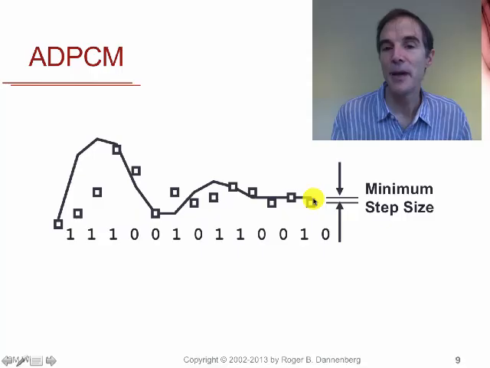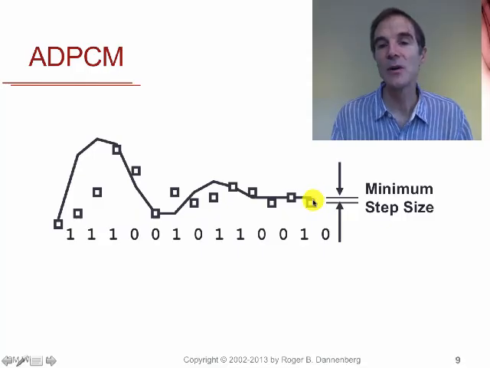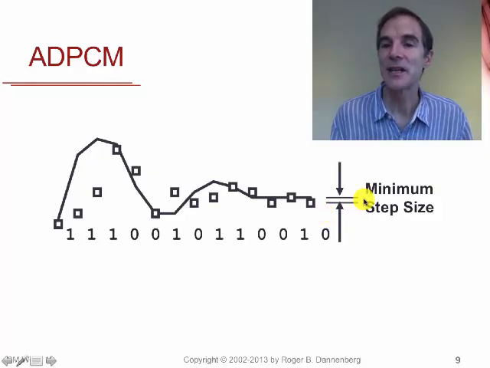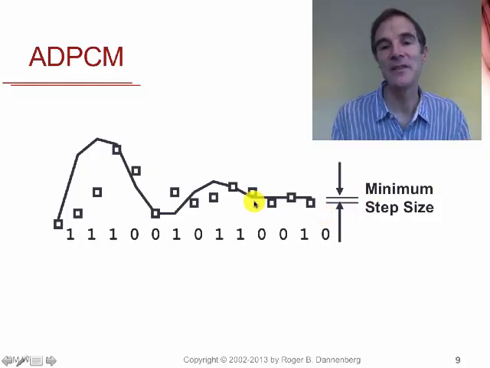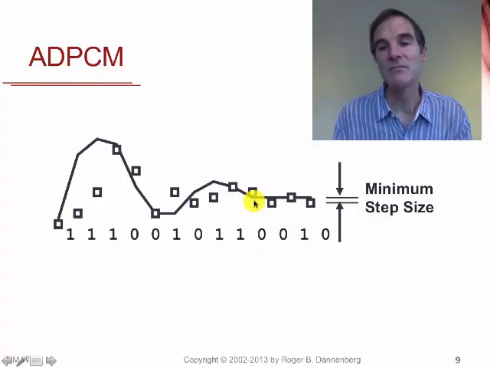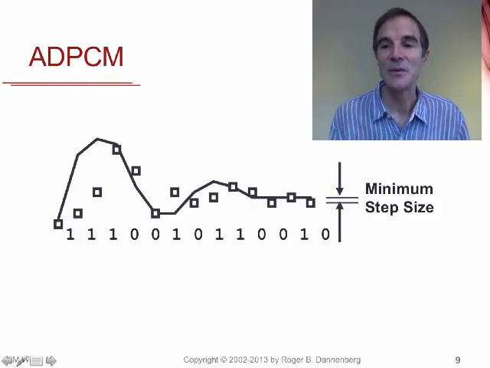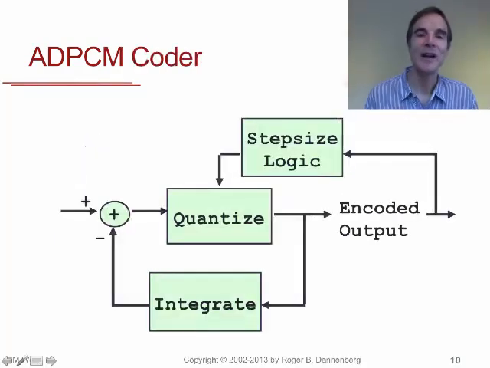So we're better able to encode slowly varying signals. And because the step size can increase, we're also able to better encode rapidly changing signals. We enforce a minimum step size because otherwise, if the signal was constant 0 for a long period of time, the step size would just become exponentially small, and we'd be very slow in responding to a change in the signal. Here's what an ADPCM coder looks like.